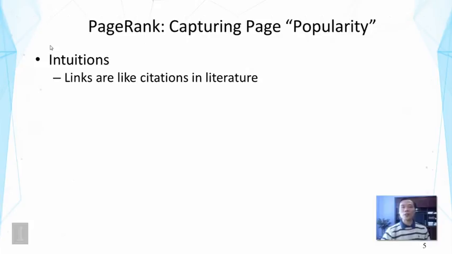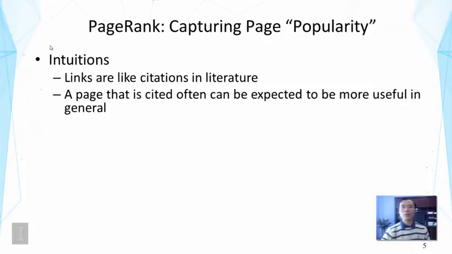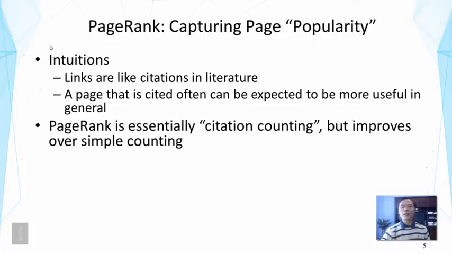So the intuition here is links are just like citations in the literature. Think about one page pointing to another page. This is very similar to one paper citing another paper. So of course, if a page is cited often, then we can assume this page to be more useful in general, right? So that's a very good intuition. Now, PageRank is essentially to take advantage of this intuition to implement it with a principled approach. Intuitively, it's essentially doing citation counting or in-link counting.